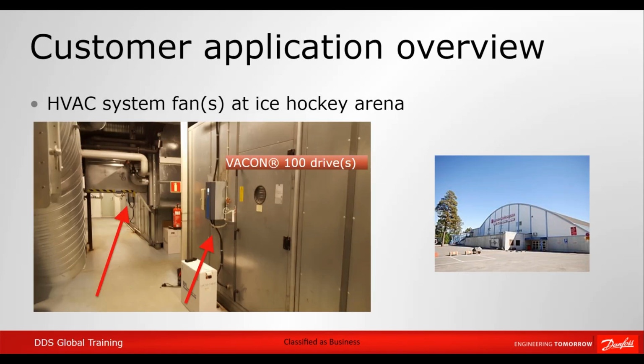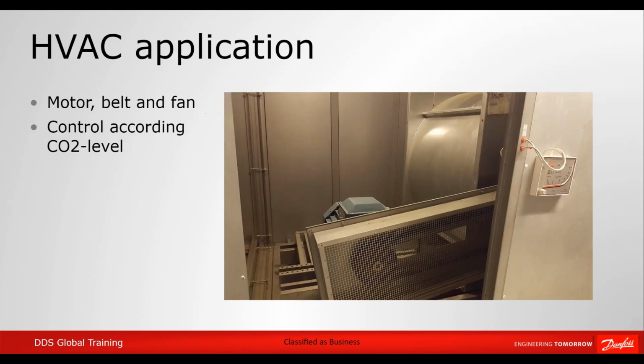The customer application is an HVAC system with fans at an ice hockey arena. 2 VACON 100 drives are installed in the ventilation room. Both VACON 100 drives are running a similar HVAC application. Both applications consist of a motor, belt and fan.